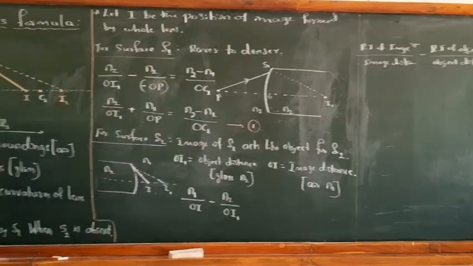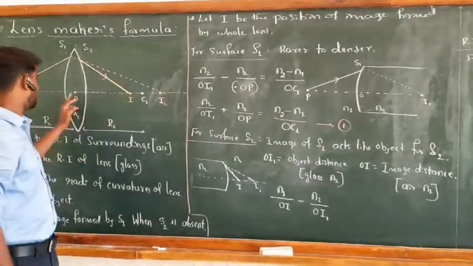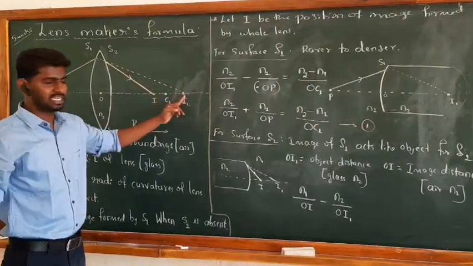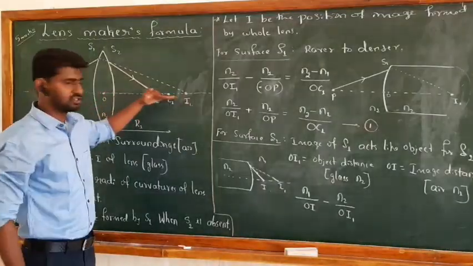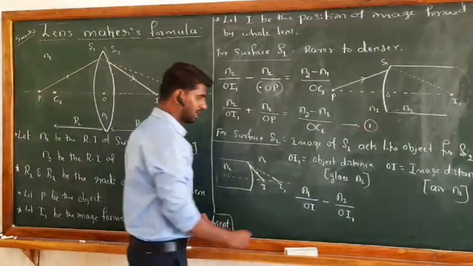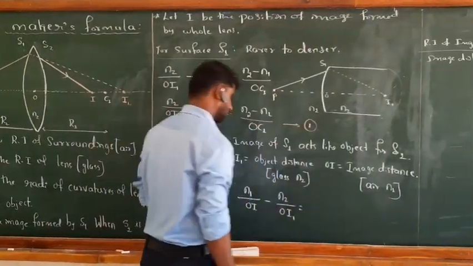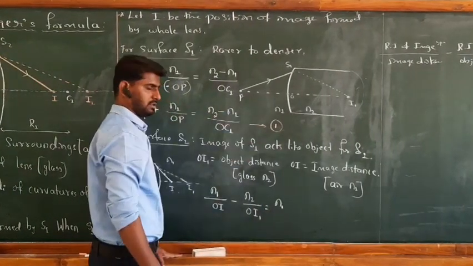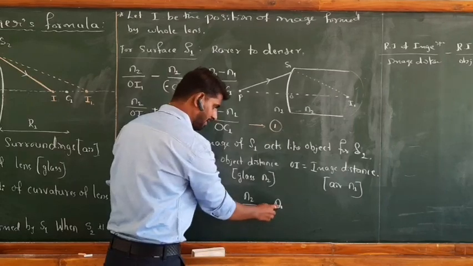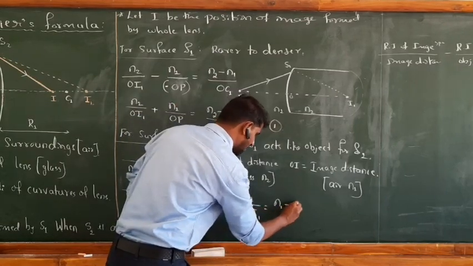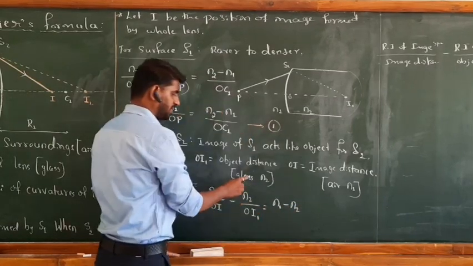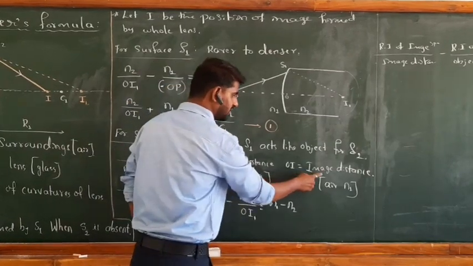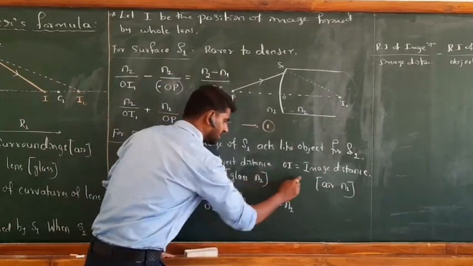In our diagram you can measure OI and OI dash, both are in this direction only. Okay, so both are positive, then equal to. So the R.I. of image space is N1 minus the R.I. of object space N2. If you are clear on this, that is enough for you.